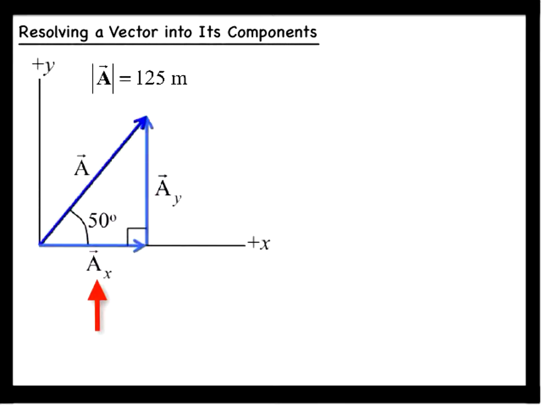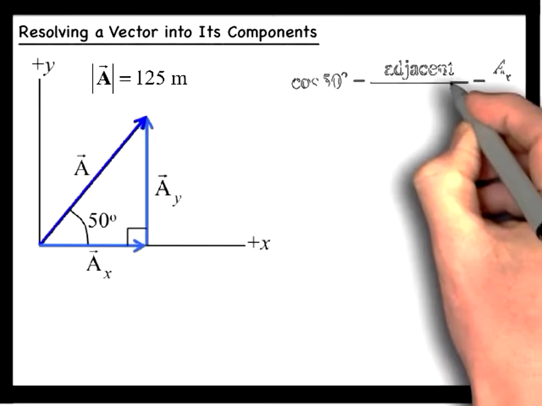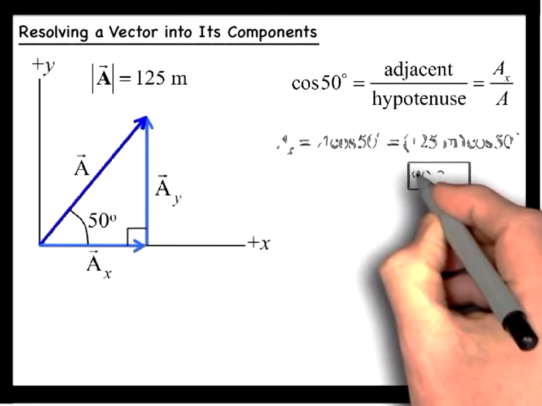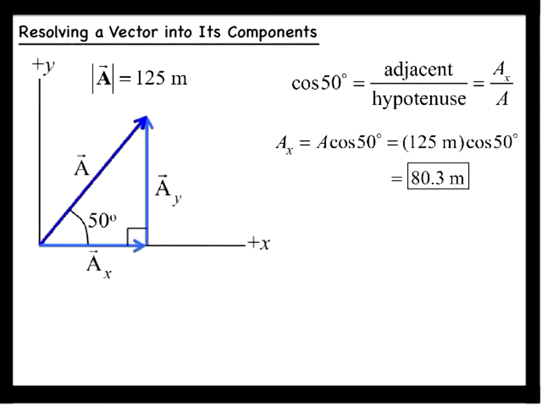Notice that A sub x is the adjacent side to the known angle, so we can use the cosine function. The cosine of 50 degrees is equal to the adjacent side A sub x divided by the hypotenuse A. Thus, A sub x will be equal to A times the cosine of 50 degrees, which is 125 meters times cosine 50, or 80.3 meters.